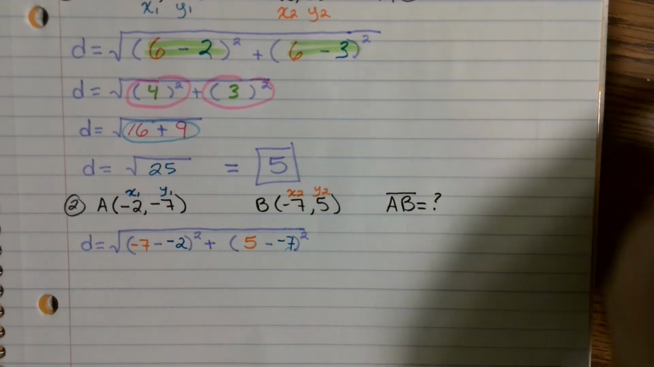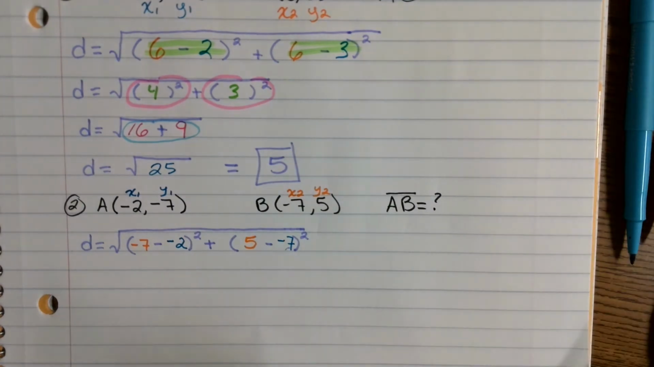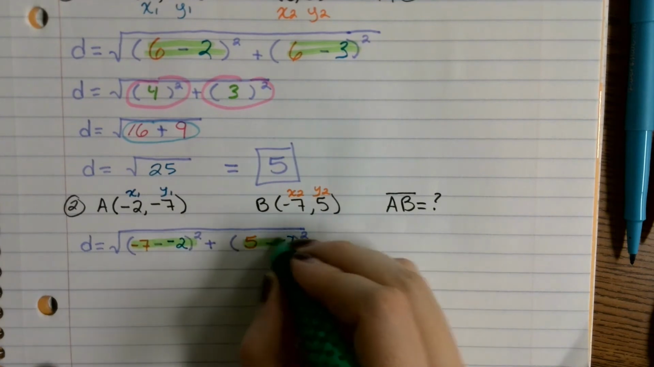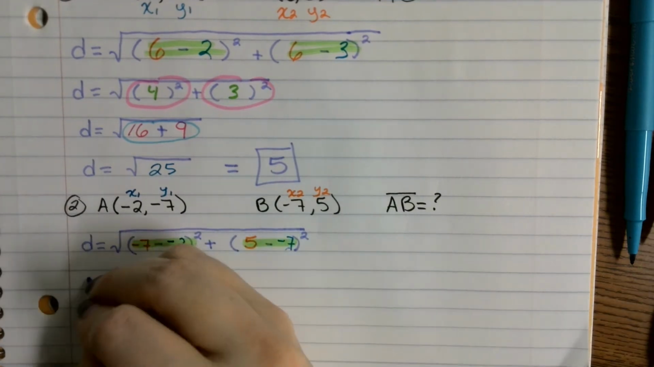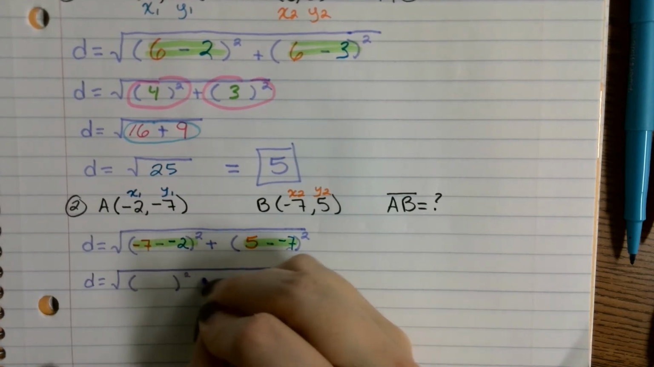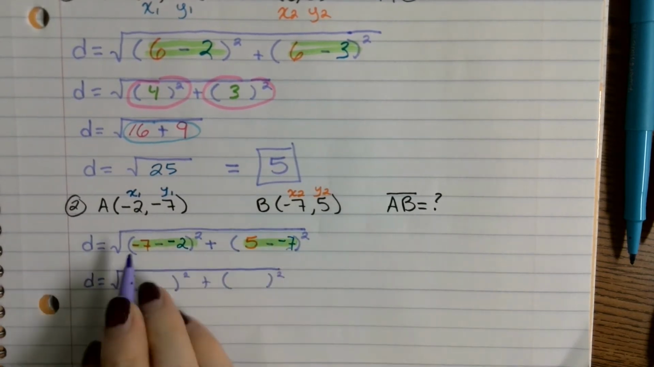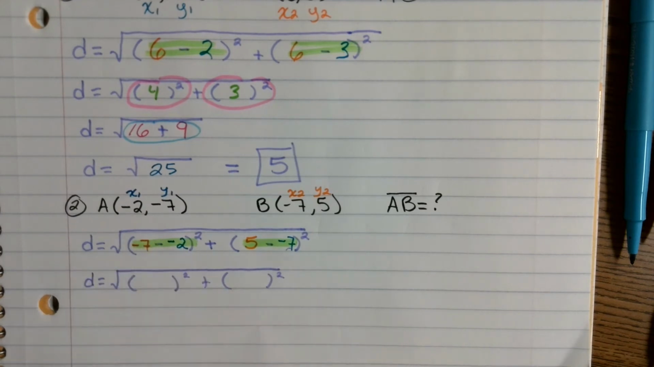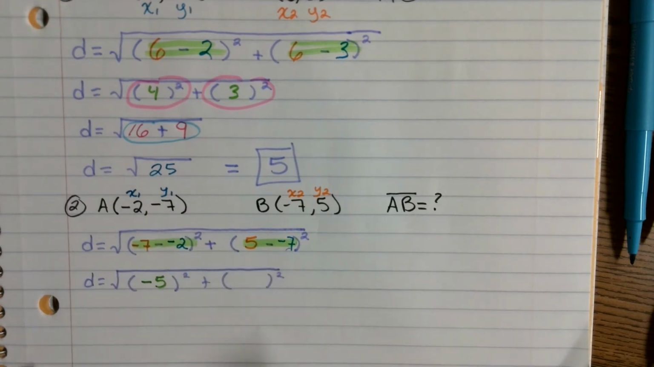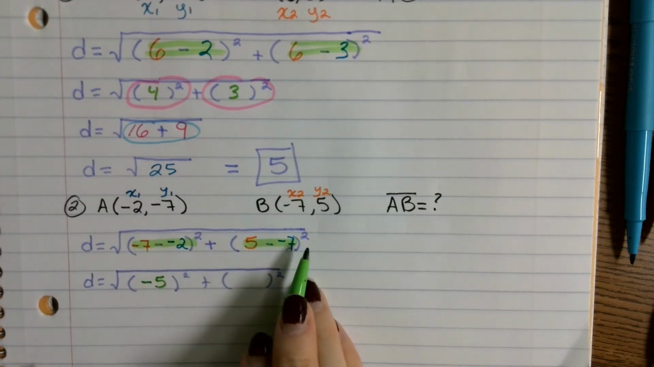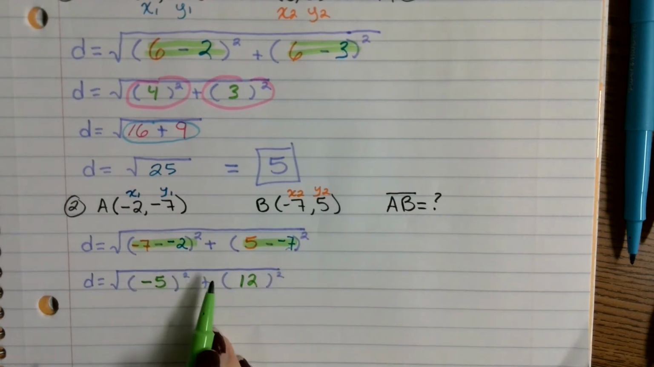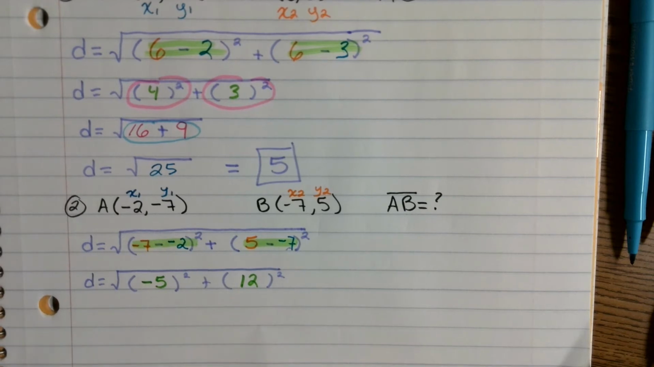Now that we have it all in there, we follow our order of operations. Again, the first thing we do is the subtraction inside these parentheses. So I get the square root of what's -7 minus -2? -5. What's 5 minus -7? 12. So now I have -5 squared plus 12 squared, all of it inside the square root.